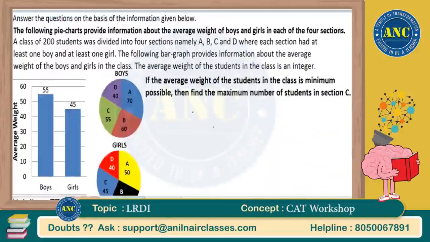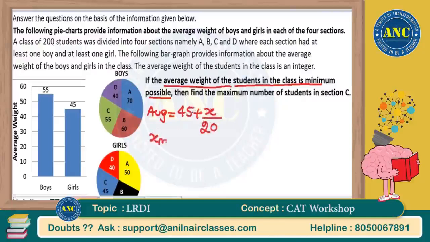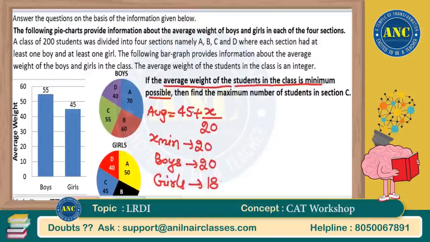Now, see the first and second question. I did not solve this question because I wanted to solve the easy question first. Now we will see. Average weight of the students in the class is minimum possible. So average I got as 45 plus x by 20. So x is minimum. It cannot be 0. X minimum is 20. That means boys will be 20, girls will be 180. Okay, is this clear? Girls will be 180.